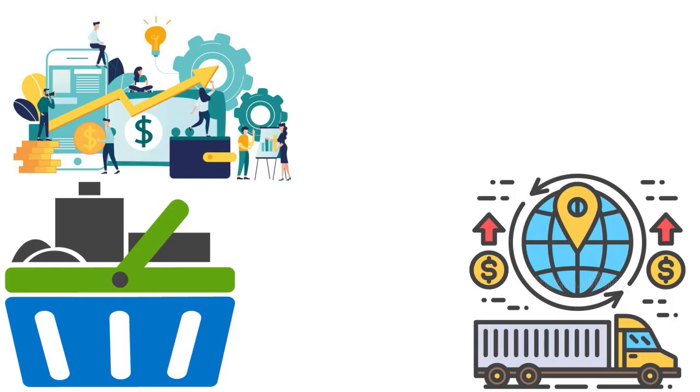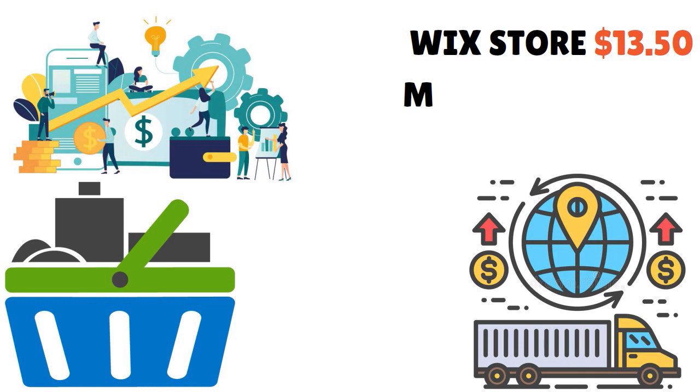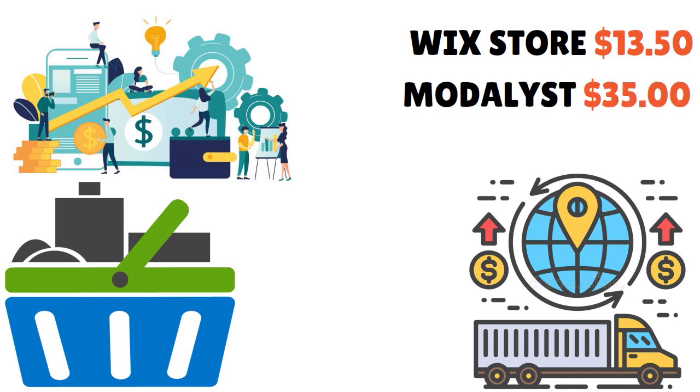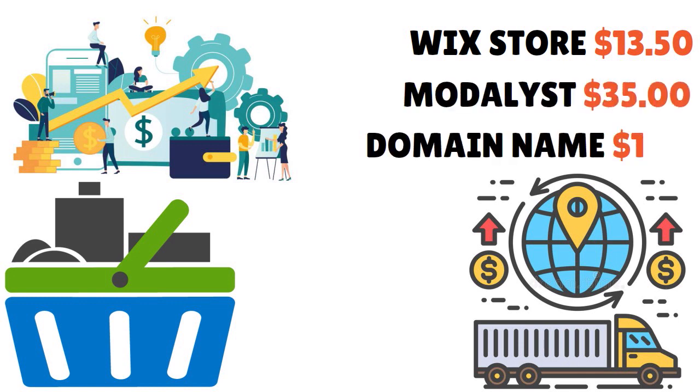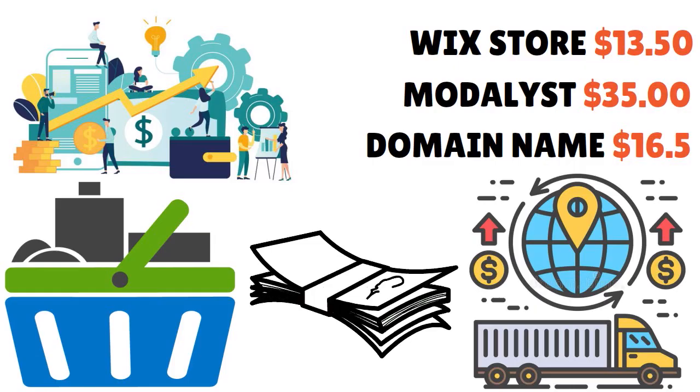So let's talk about the fundamentals. You have the Wix store subscription, $13.50. You have the Modalyst subscription, $35, and for a domain name, you can think about $16.50. So here, the overall cost is $65 already. And then you have to think about sampling. So ordering and shipping samples of the products you intend to sell. Okay. So for example, this will probably cost you about $100, give or take.